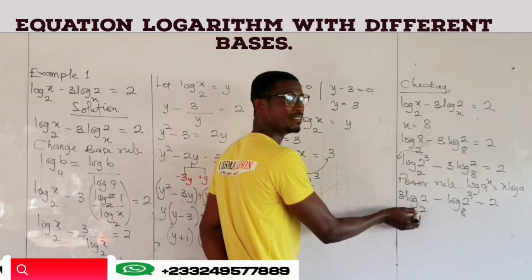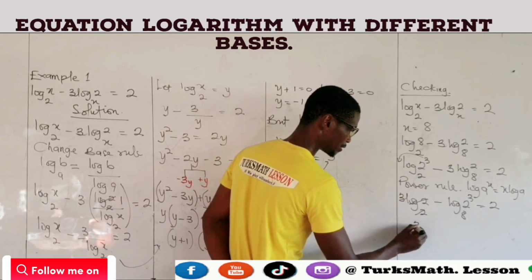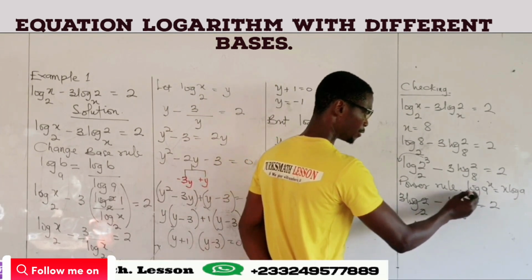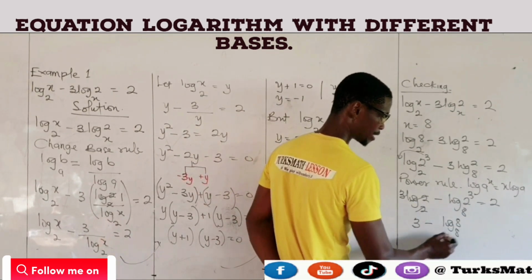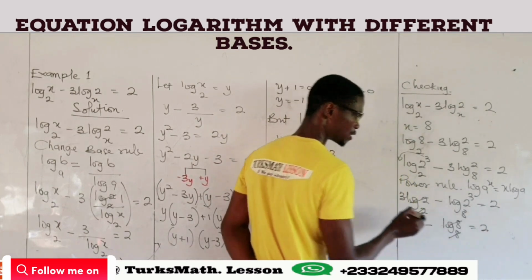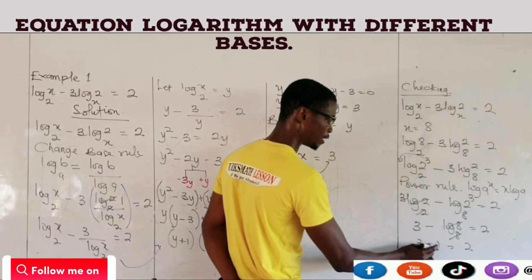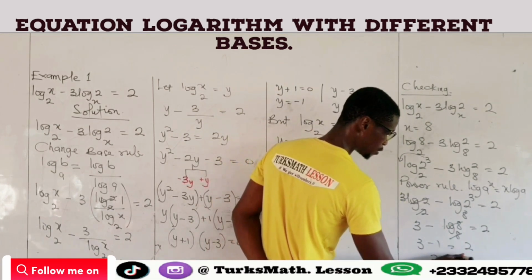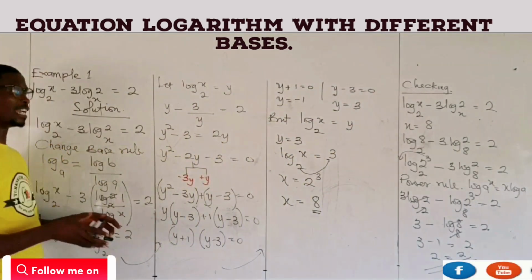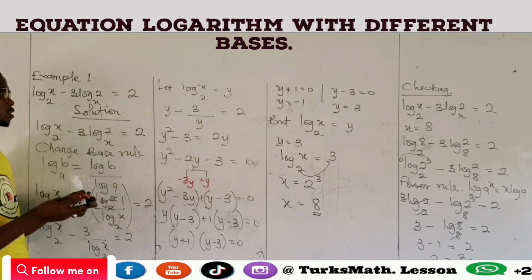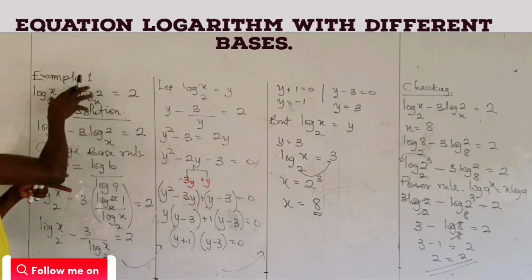Log 2 base 2 gives us 1, so we have 3. Minus this one, which gives us log 8 base 8, equals 1. So 3 minus 1 also equals 2. So 2 equals 2. That's all. It's very simple if you know how to use the change base rule. Are we together? Yes. Now let's look at example 2.